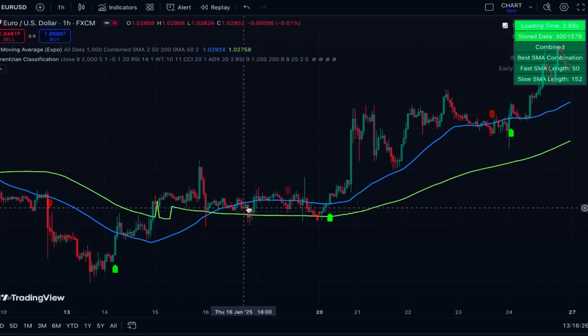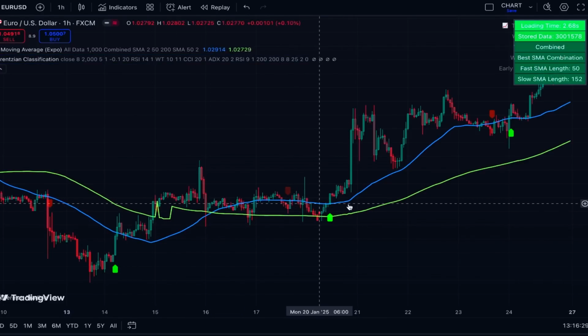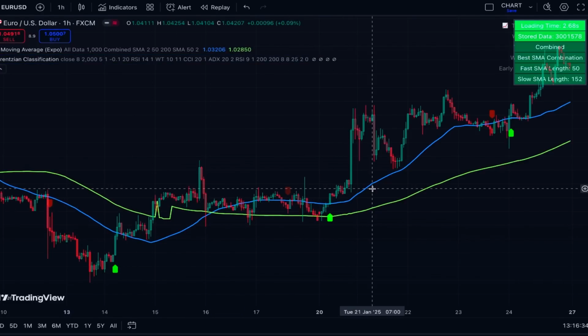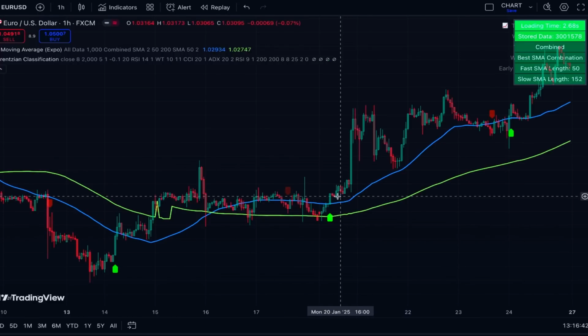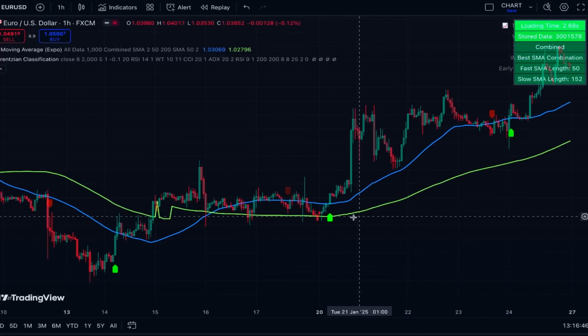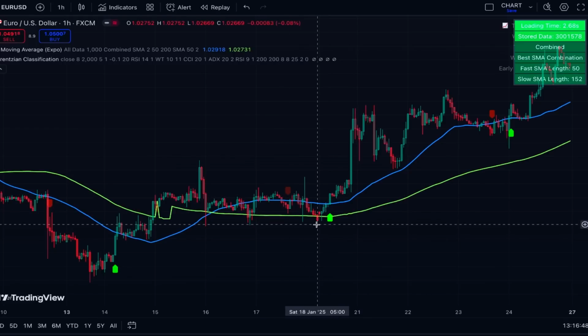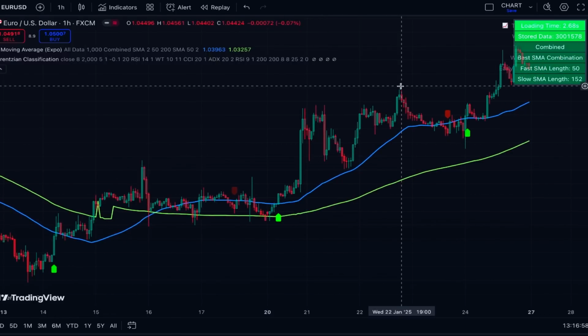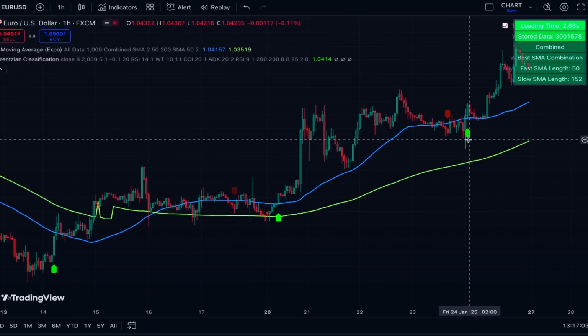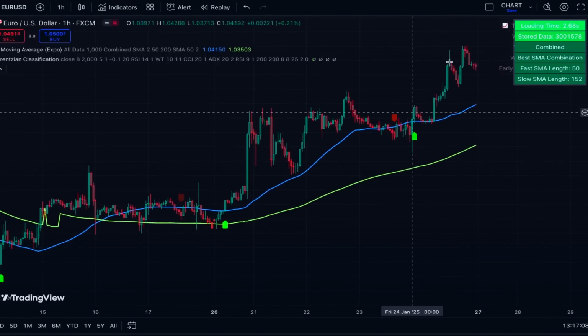As I said, when the shorter moving average is above the longer moving average, the market is trending up, so we only focus on buy signals. In this situation, we don't care about sell signals. We only focus on buy signals in this situation. So we can take this buy signal, which is a profitable signal as you can see, and also we can take this signal, which is also a profitable signal as you can see.